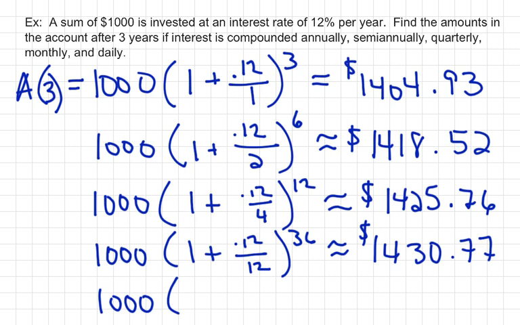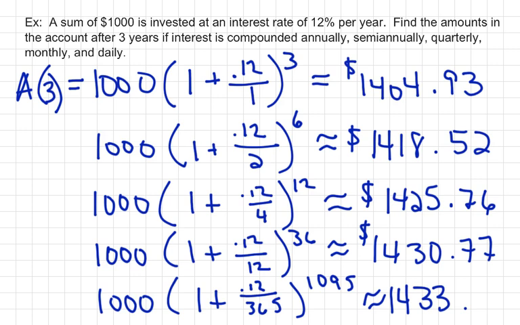Now let's do this daily, which is 365 times a year. So 1,000 times 1 plus 0.12 divided by 365 raised to the 365 times 3, which is 1095. And I'm going to have in my account $1,433.24. Now what I want you to notice is that the more times I compound a year, I make more money. But it's not a huge amount of money, is it? It's kind of interesting.